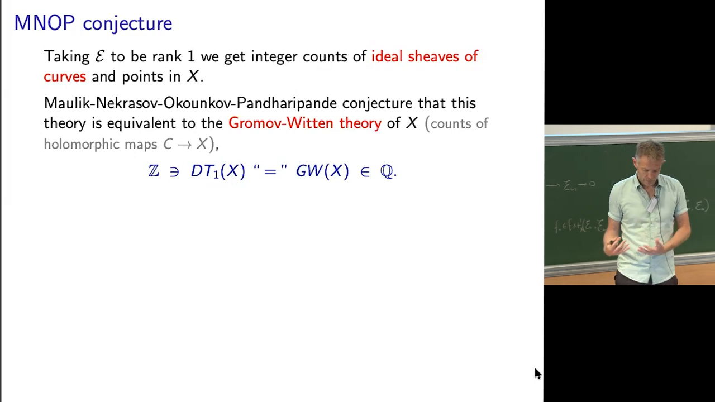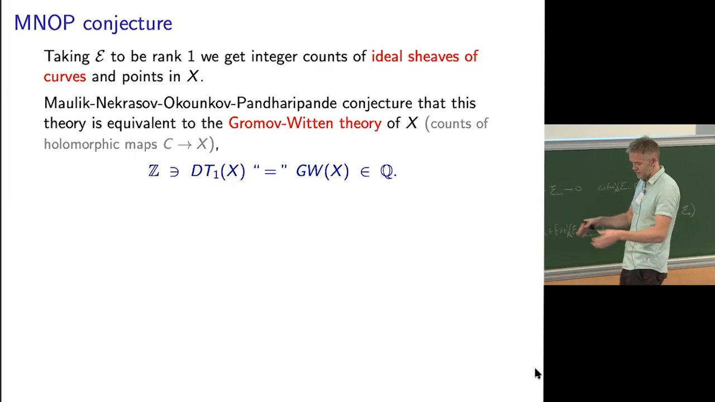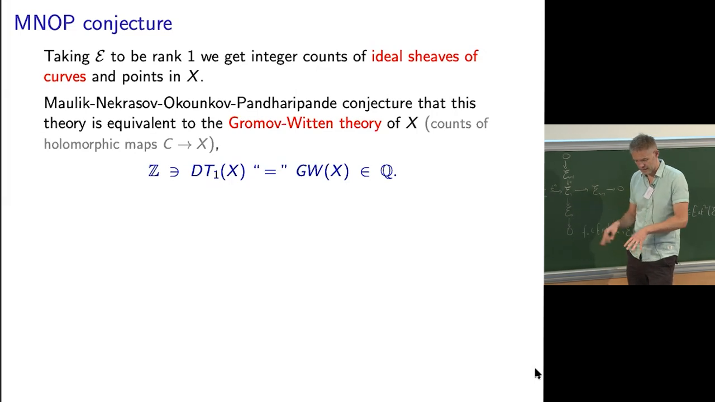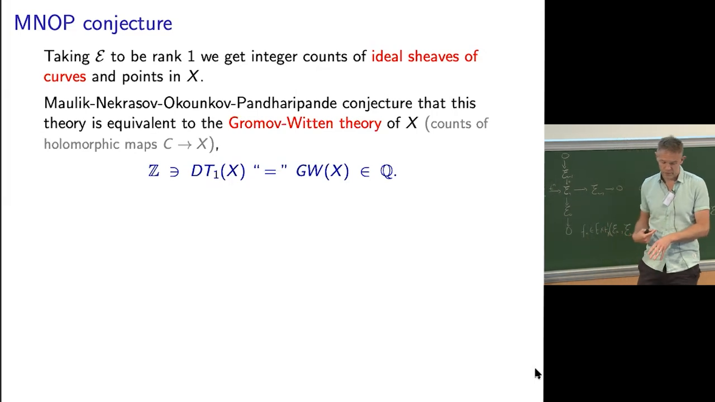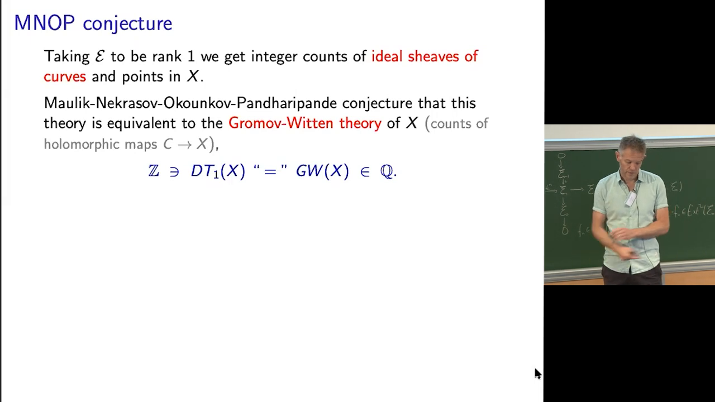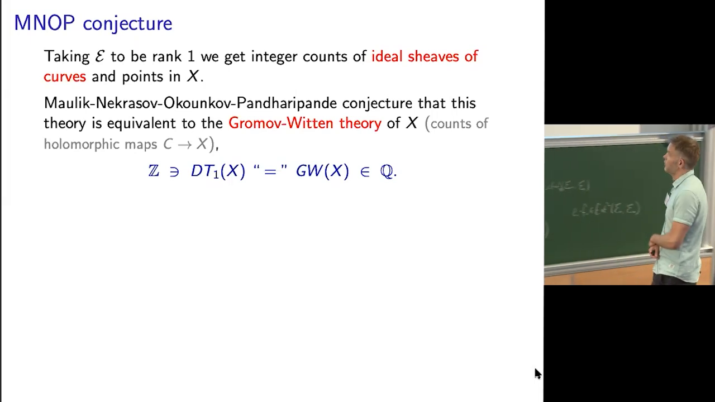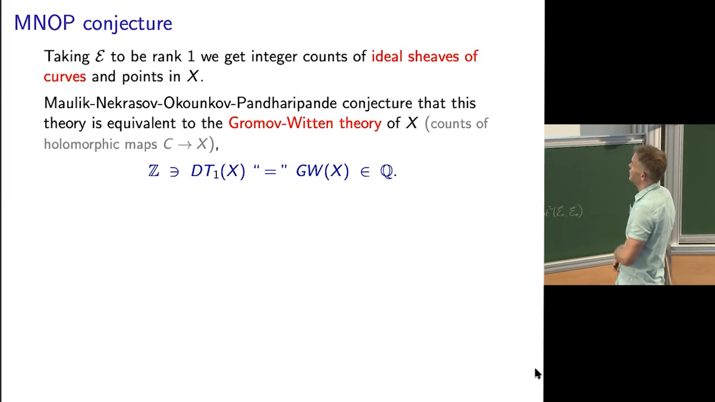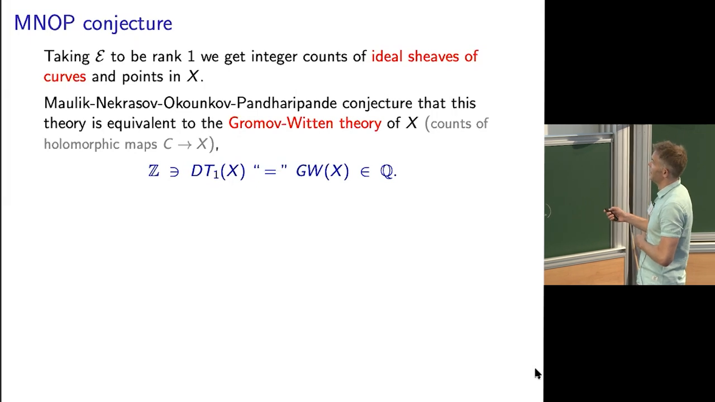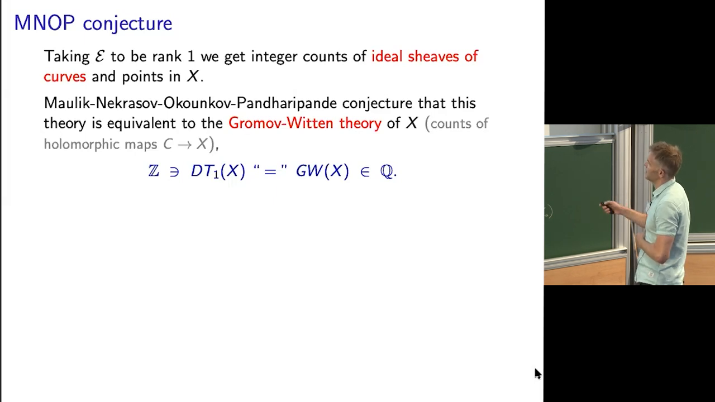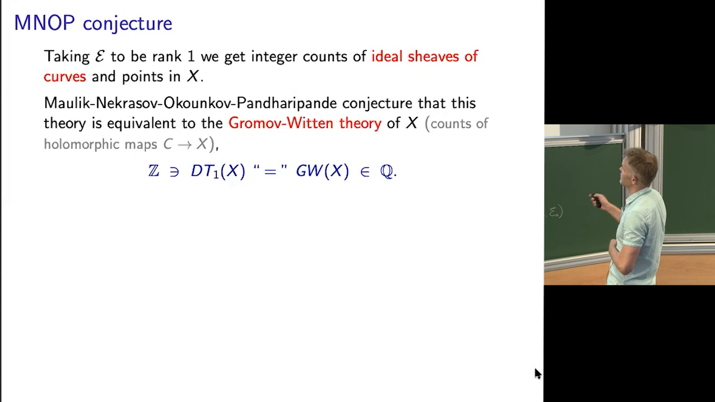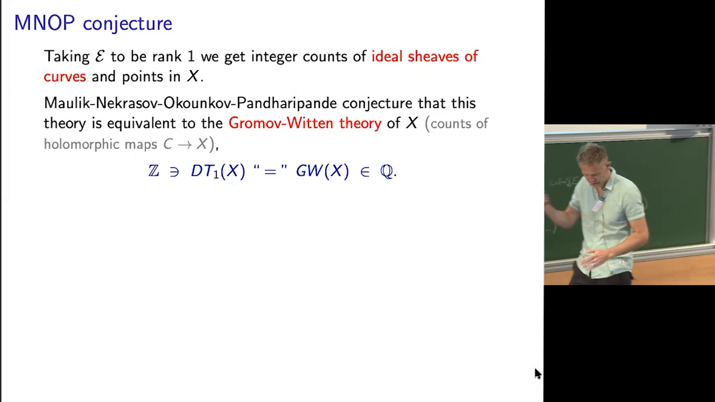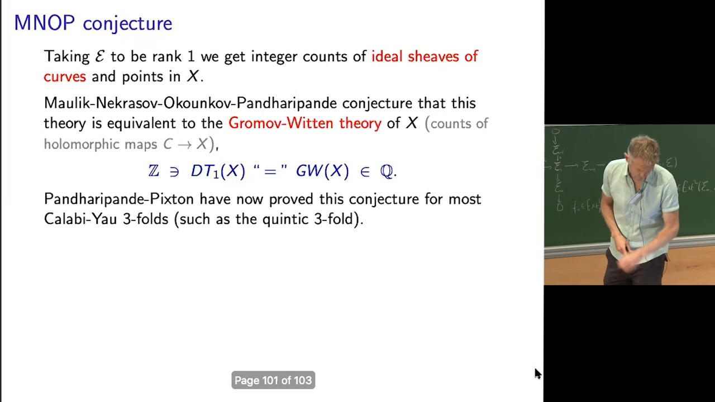There's another way to think of holomorphic curves, which is, instead of these unparameterized curves being cut out by equations, you can think of them as parameterized curves, the images of holomorphic maps. And that's the subject of Gromov-Witten theory. And the MNOP conjecture is that the two sets of data are equivalent. So the rank 1 DT invariants are equal, in a very complicated way, to the Gromov-Witten theory of X. So these integers are equivalent to these rational numbers, but in a very complicated way, which I won't go into.